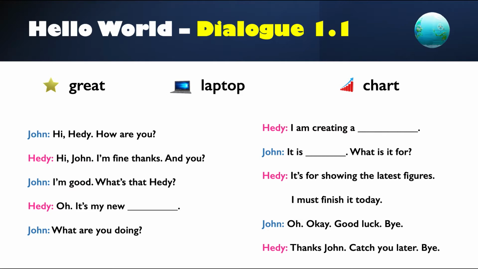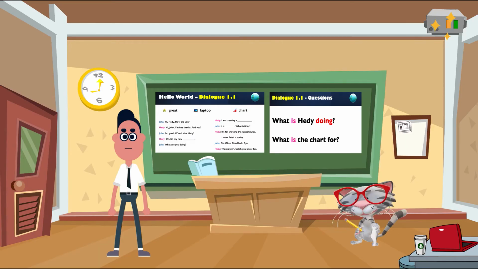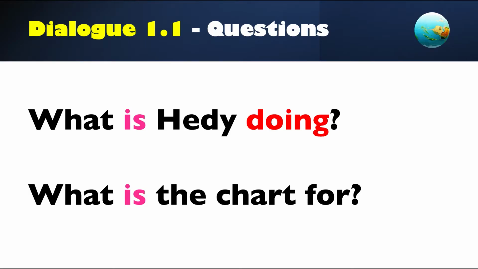So, Yonghee, do you mind me asking you those questions? No problem. After a second try of listening and practicing, I think I'm more confident. Okay, so there we have our two questions. What is Hedy doing? What is the chart for? So, Yonghee, what is Hedy doing? She is creating a chart. And what is the chart for? It is for latest figures. Oh, close. Remember the ing? It is for showing the latest figures. Spot on. Excellent. First rate.